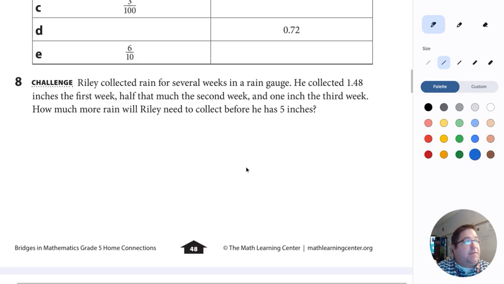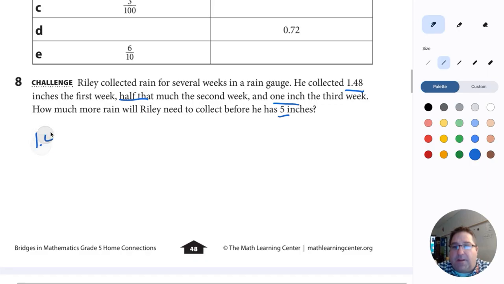Riley collected rain for several weeks in his rain gauge. He collected 1.48 inches the first week, half as much the second week, and 1 inch the third week. Now, how much more does he need to get 5 inches? So we talked a little bit. Let's set this one up.